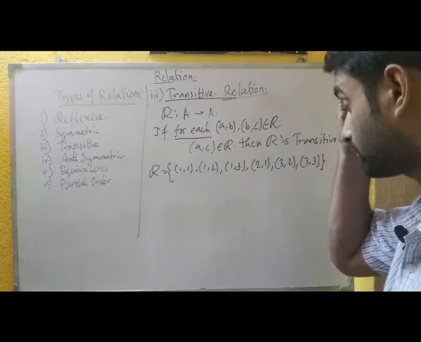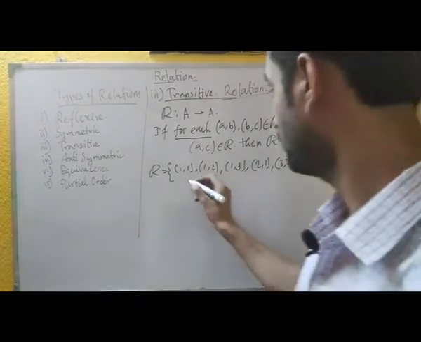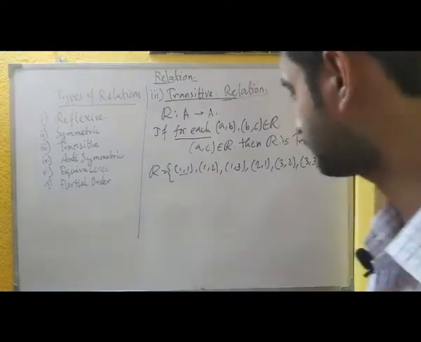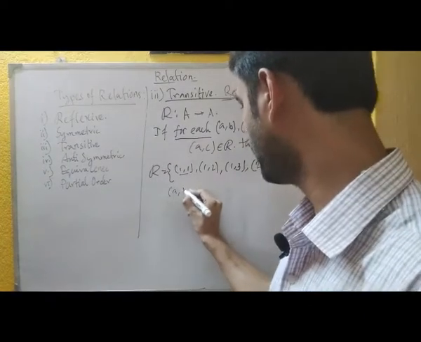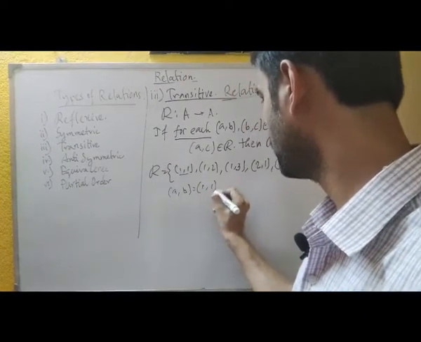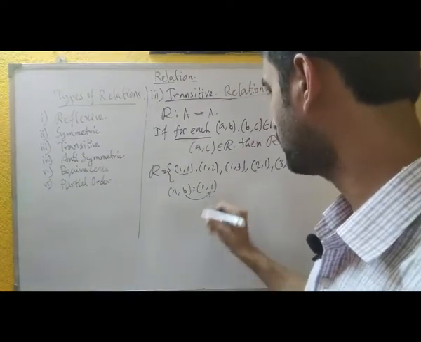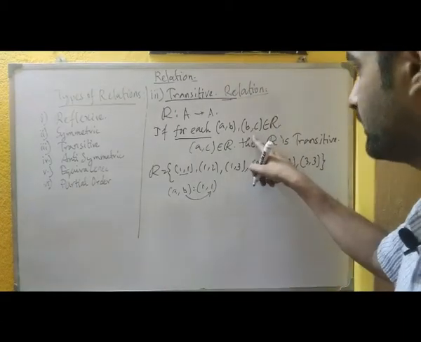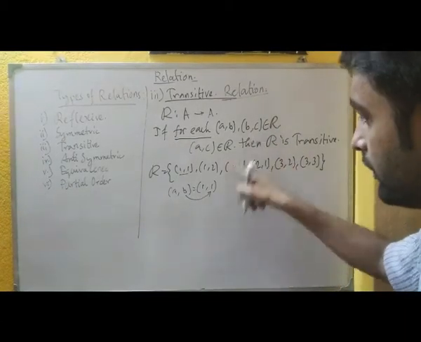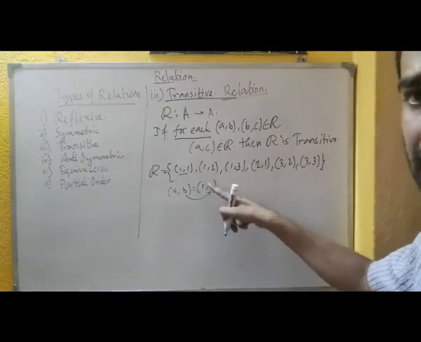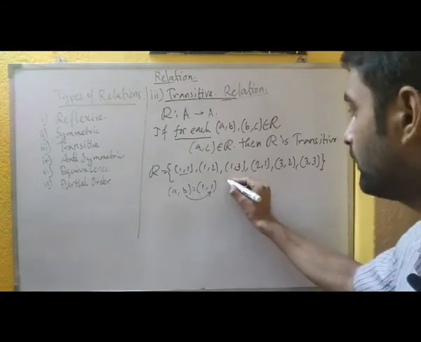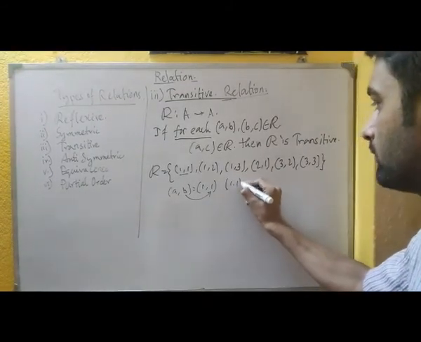So first we consider (1,1). If we consider AB as (1,1), then here B is 1. So for the element BC, we will check all the elements which start with 1, that is B. So what are the elements here? It can be (1,1) itself.